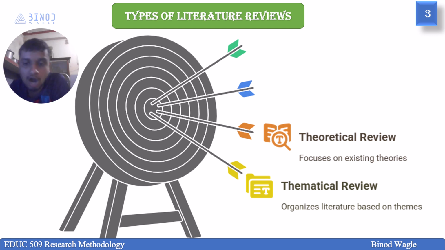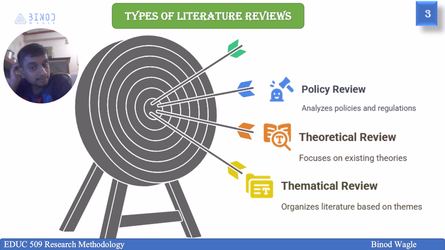It evaluates how theories have evolved or have been used in previous studies. For example, while doing research, we might review how Piaget's theory of cognitive development, you might be familiar with these words, has been applied in classroom learning. This is one kind of example of the theoretical review. Then now let's go to the policy review.